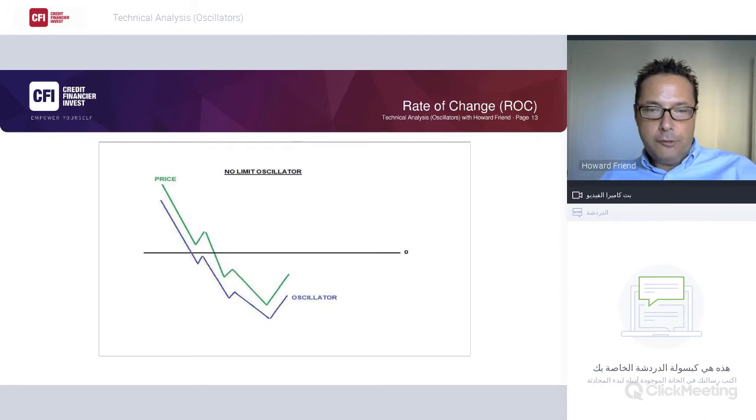For a no-limit oscillator, which I prefer, things like rate of change and momentum, we have the price in a downtrend. It will continue to trend lower, the green line is trending lower, and the oscillator can go below the 0 line. That's the point. These oscillators can swing between an unlimited amount to the upside, plus, and an unlimited amount to the downside, minus. And then eventually, when the market does base out, the oscillator will give you a natural reading.